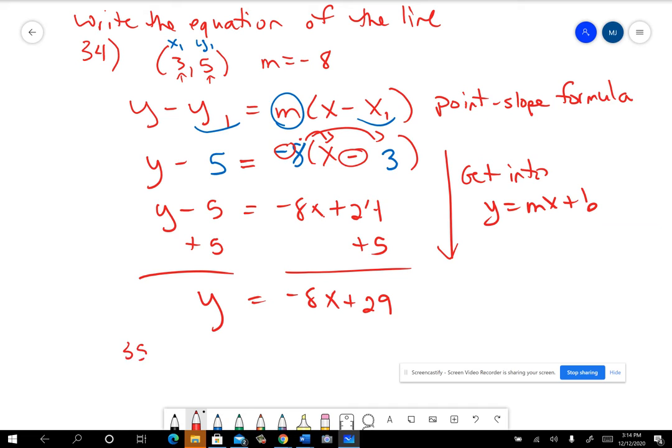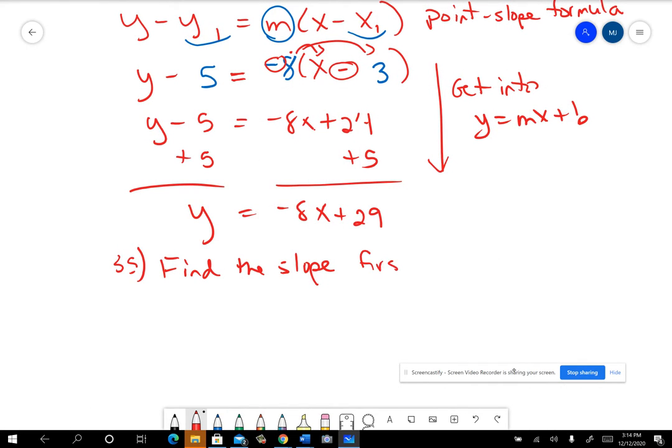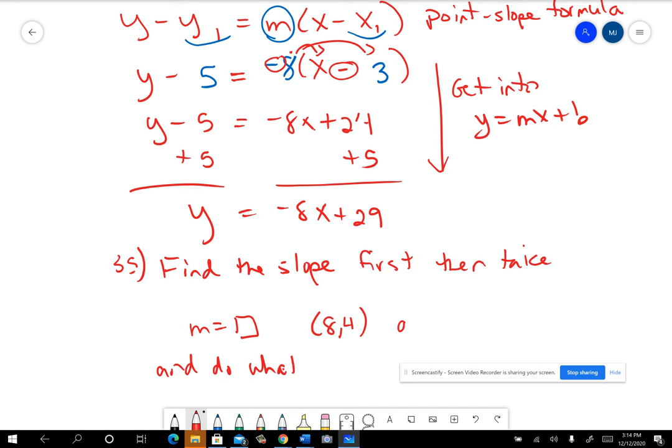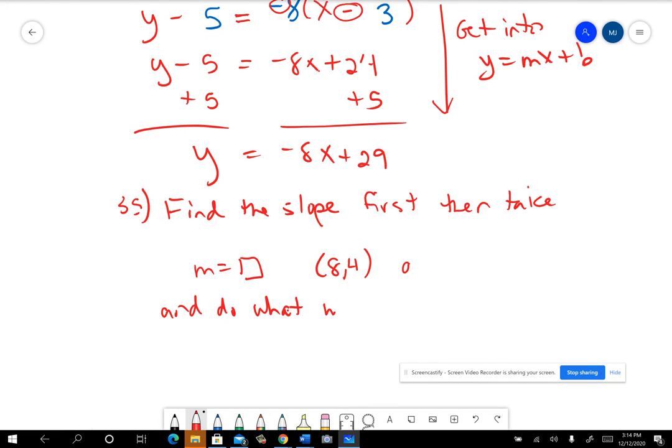Just the little comment there is find slope first using the slope formula. Then take the m you found, whatever that is, and take either one of the points. I would probably use the (8, 4) since they're positive, and do what we did in 34. Okay, so I'm not going to show that one.